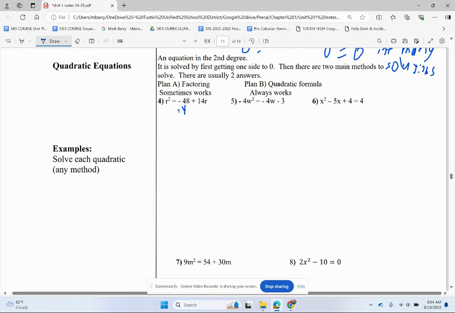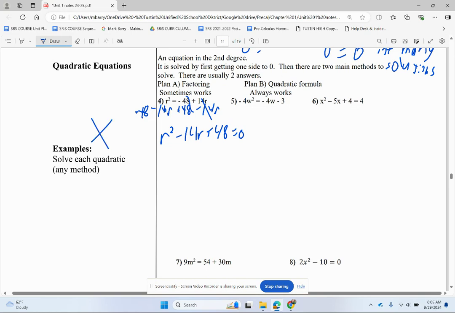So that means I'm going to add 48. I'm going to minus 14r. And so I do the same thing on the left side, minus 14r. And I would just put it in order. I'm going to put the r squared first, then the minus 14r, and then the plus 48. And that's going to be equal to 0 since these guys cancel out.